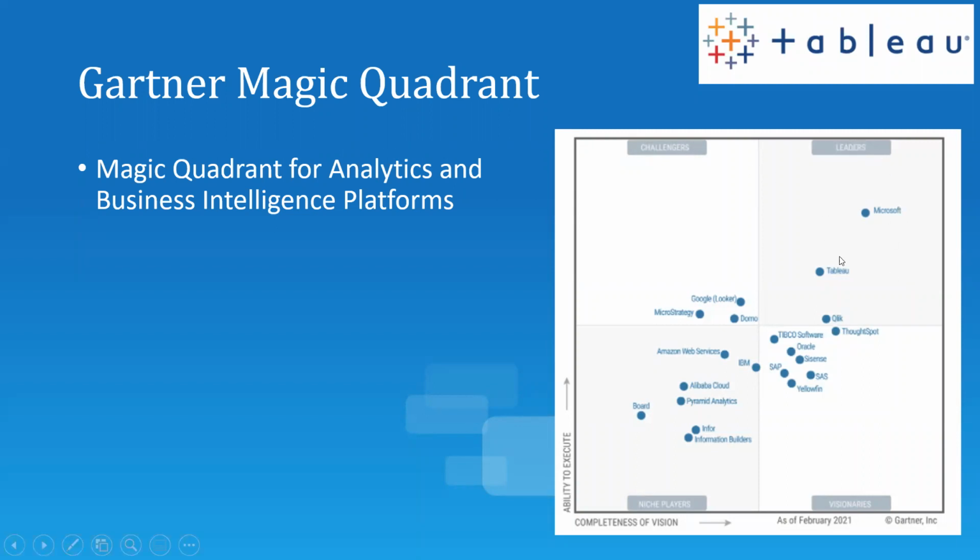According to the February 2021 Gartner survey, you can see there are three leaders: Microsoft Power BI, Tableau, and the other one is Qlik. You can also see other analytics platforms, such as Amazon and Oracle. There are so many platforms here. So we have an idea about Tableau's place in the market.